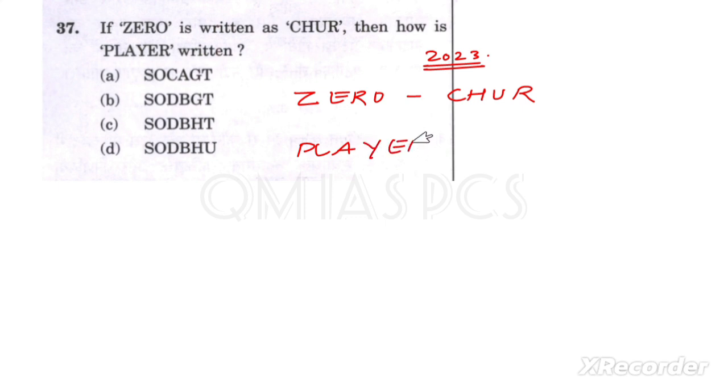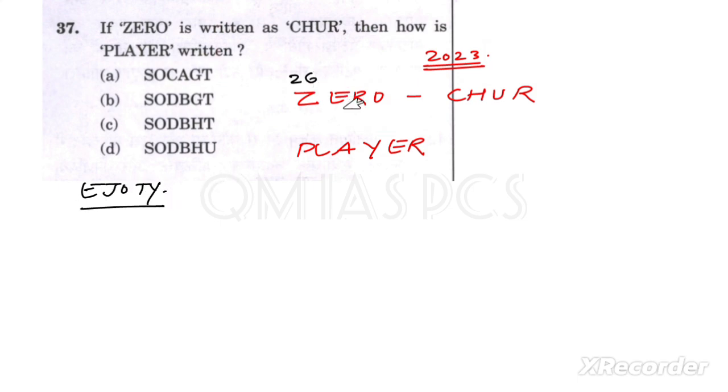Okay, when you are not getting the actual idea of how it is arranged, you can convert that alphabet into numbers, so it will be easier for you, right? So I'm just writing the numbers corresponding to the alphabets. Z is equal to 26. E is equal to 5.